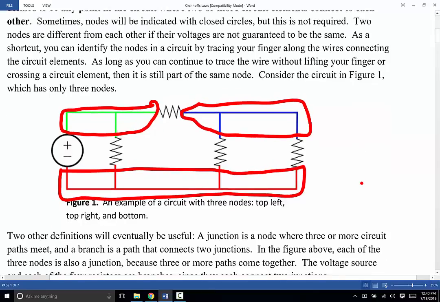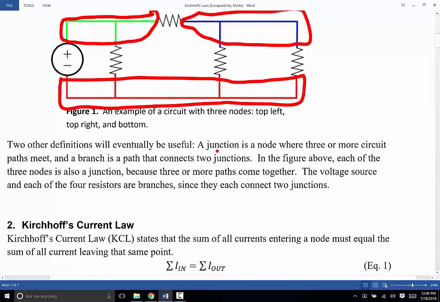Now, there's two other definitions that are valuable. First of all, a junction. A junction is a node where three or more circuit paths meet. So you can see up here an example is a junction would be right here. This is where three or more circuit paths meet. And another one would be here. Actually, there are a lot of junctions in this circuit. There are 4 of them. So I'm identifying those 4 junctions up here.